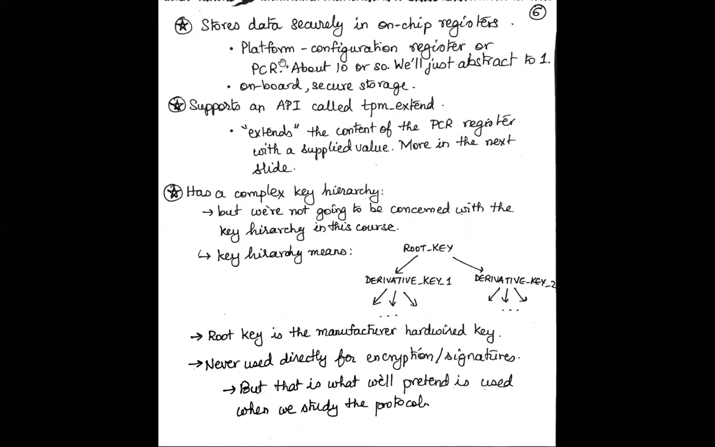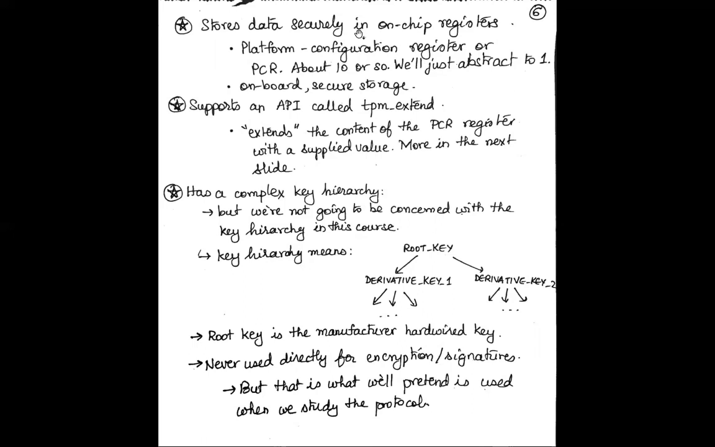These registers are called platform configuration registers, or PCRs. Modern TPMs have a few tens of these PCR registers. But for the purpose of this lecture, we will just abstract it out and think about it as one register. For the purpose of our attestation protocol, it is sufficient to think about it like that. We'll just think about this abstract entity, one register that is storing data in a secure manner.